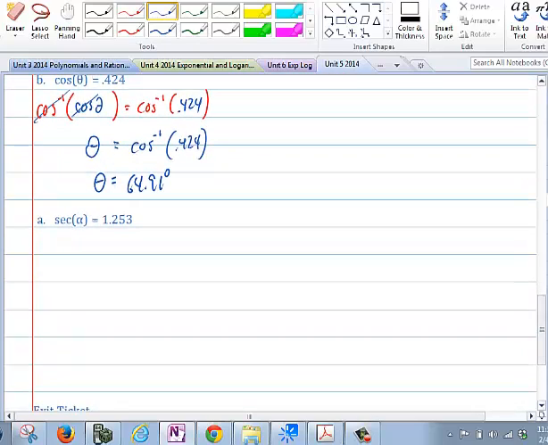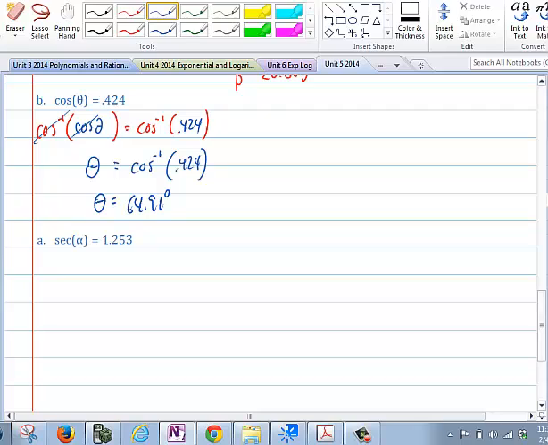Now, this is probably the hardest question of all questions. We have to find the secant, we have to find the angle, and we don't have an inverse secant button. So what we first have to do when you're trying to find alpha is change this to cosine, because secant is the reciprocal of cosine. Remember that cosine of alpha equals 1 over the secant of alpha, or the secant of alpha equals 1 over the cosine of alpha.